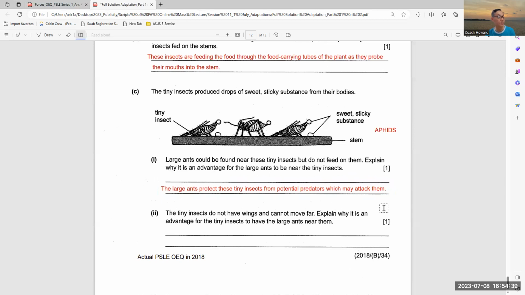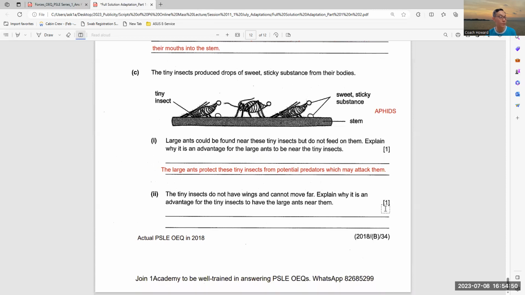Okay, the tiny insects do not have wings and cannot move. Explain why it is an advantage for a tiny insect to have a large ant near them. So these large ants, right, actually give them a free ride. Okay, they do not have wings and cannot move far, so they hitch a ride on the large ants. So how does it explain why?